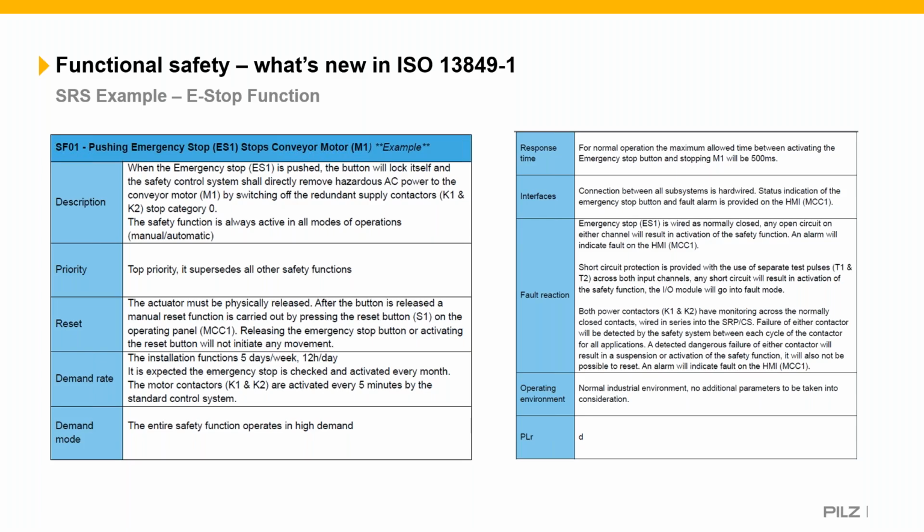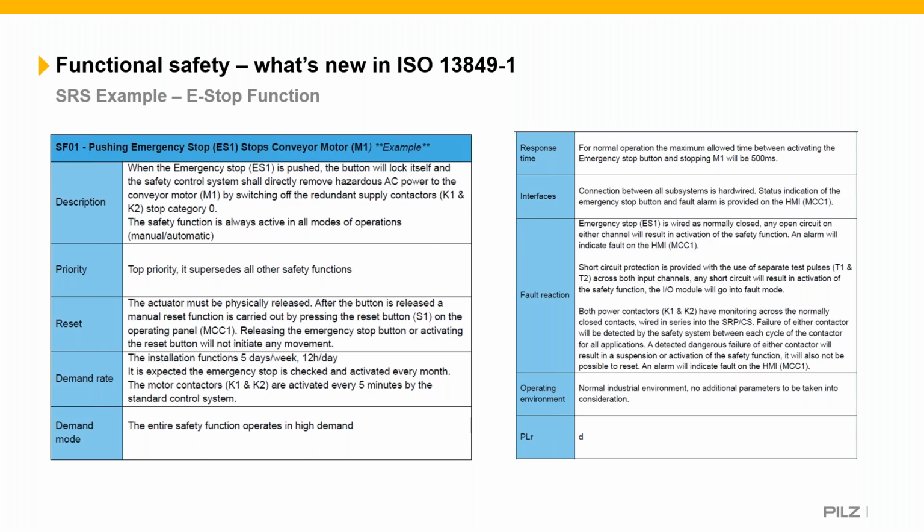After the button is released, a manual reset function is carried out by pressing reset button S1 on the operating panel. Releasing the emergency stop button or activating the reset button will not initiate any movement. So you've got to release the button, press a reset, and then press a start button after an emergency stop.